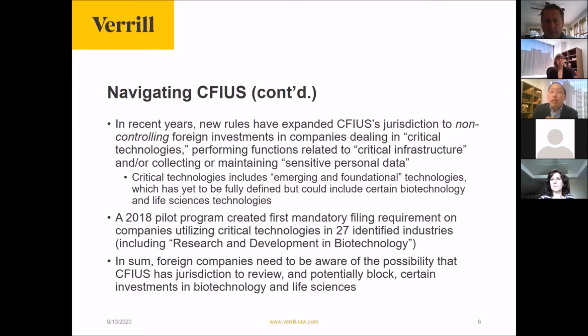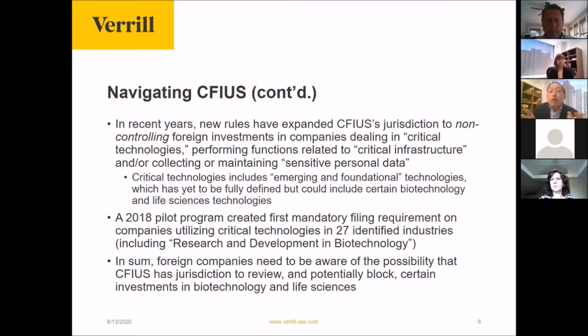Also, in 2018, a pilot program created sort of the first mandatory filing requirement by CFIUS. And this is, as I said, in contrast to what CFIUS normally engenders, right, which is a voluntary test, really. So this mandatory requirement was for companies that utilize critical technologies in 27 identified industries. So this is the two-part test, right? You need to first utilize critical technologies, and then you have to be in one of the 27 industries identified. Notably, one of the 27 industries identified is research and development in biotechnology.